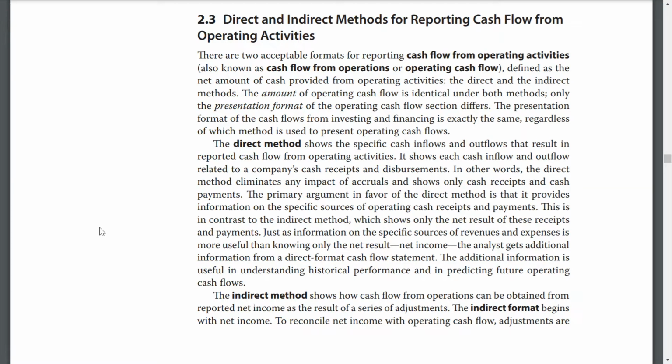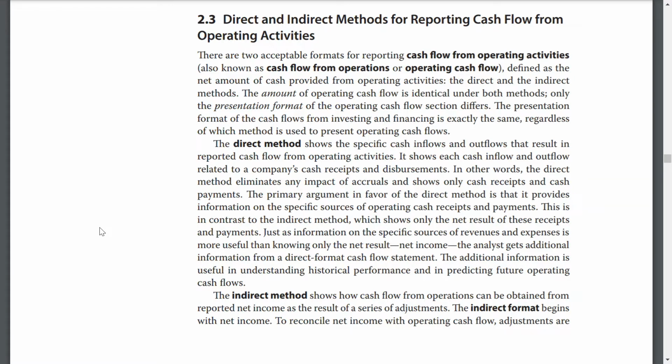The direct method shows the specific cash inflows and outflows that result in reporting cash flows from operating activities. It shows each of the cash inflows and outflows relating to the company's cash receipts and disbursements. In other words, the direct method eliminates any impact of accruals and shows only cash receipts and cash payments.